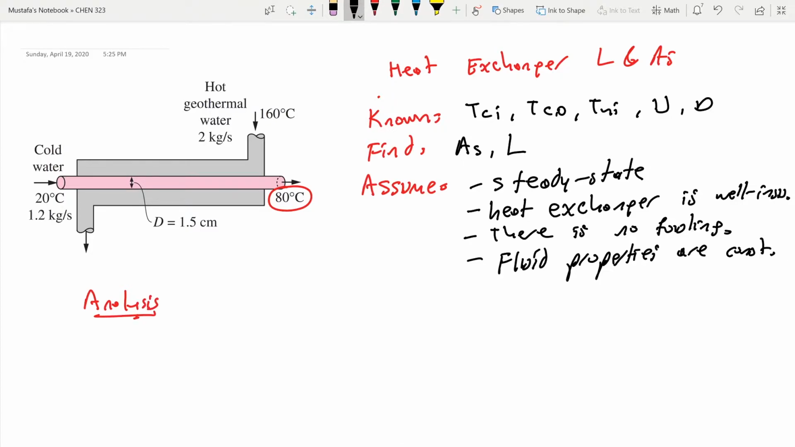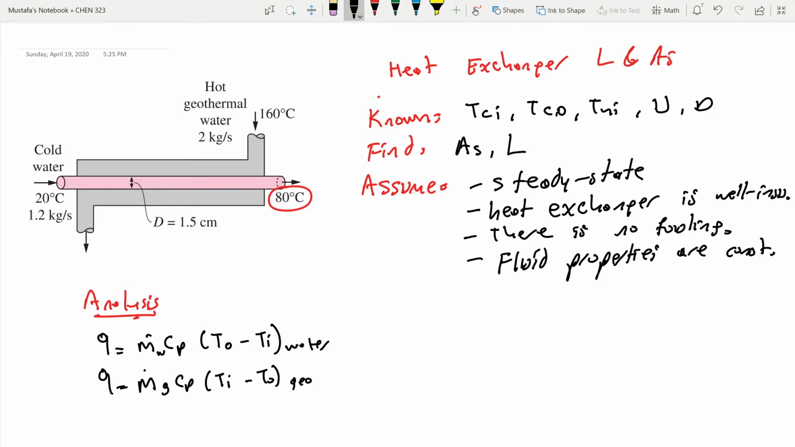At this point, we know the mass flow rate for both sides, hot and cold side, but we don't actually know the outlet temperature for the hot side. So we'll be using the thermodynamic balance. Q, the heat transfer, is equal to m Cp (T out minus T in) for water. This is also equal to m geothermal water, Cp, (T in minus T out) geo.